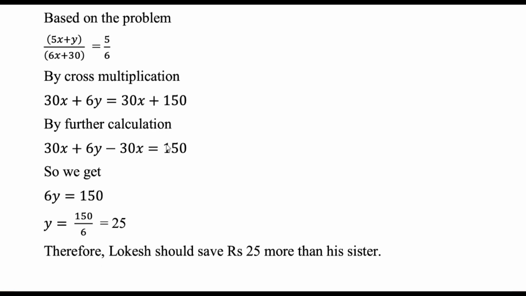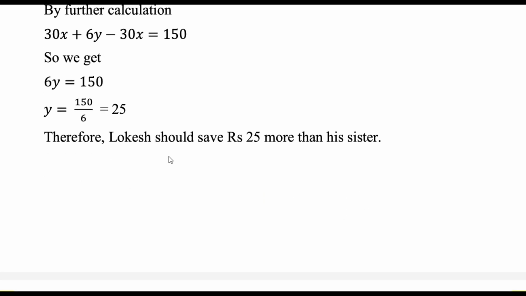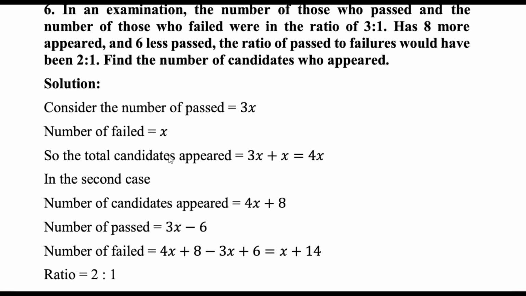After cross multiplication and a little bit of calculation, you will get 30x plus 6y minus 30x is equal to 150. So 30x will be struck out, 6y is equal to 150. So y is equal to 150 by 6, that comes to 25. So therefore Lokesh should save 25 more. Come to the next problem.